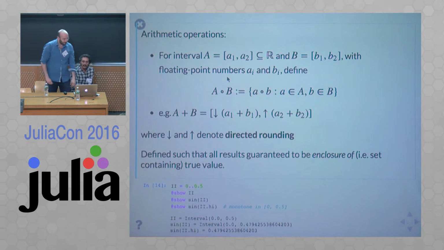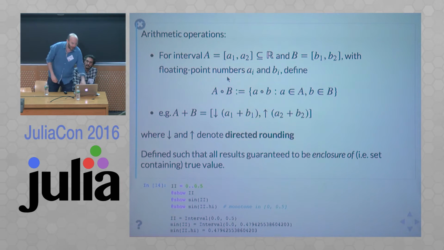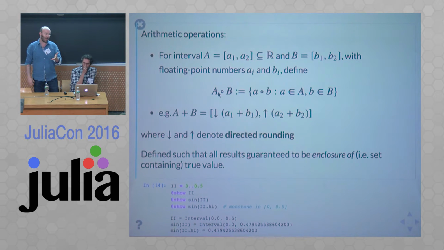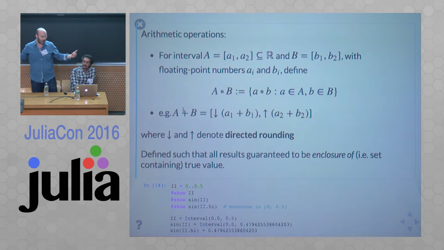If we have two intervals, A and B, we want to define what it means to do arithmetic operations on those intervals. We define it like this: for any operation circle, A circle B is the set of all little a circle little b, for little a in the set A and little b in the set B. For example, for A plus B, we just do exactly that. But these are sets with an uncountable number of elements, so we have to find a better way of doing the calculation.